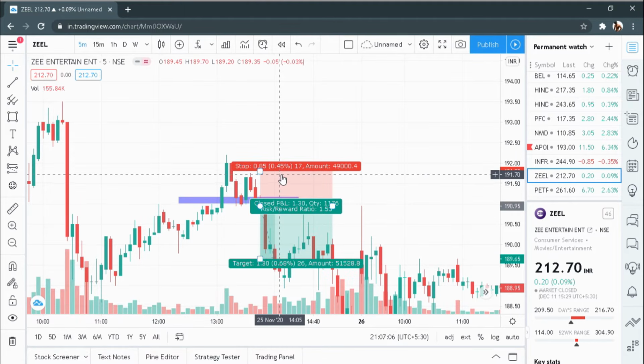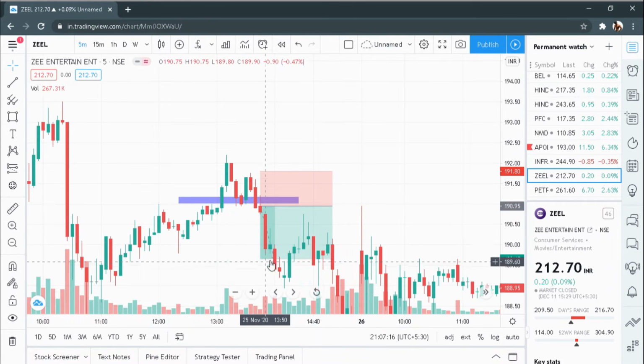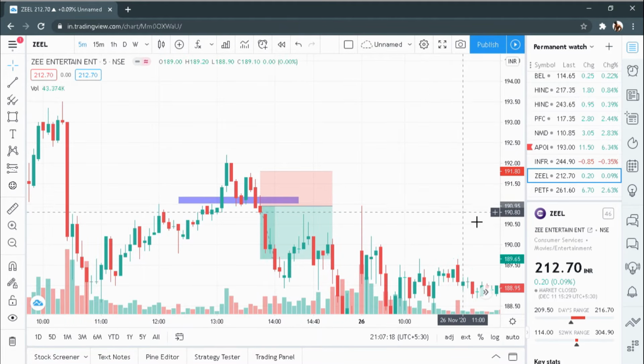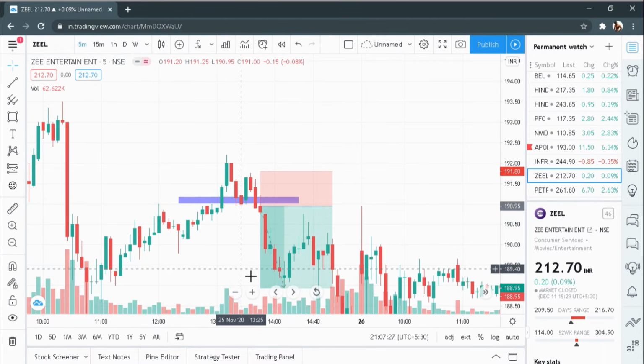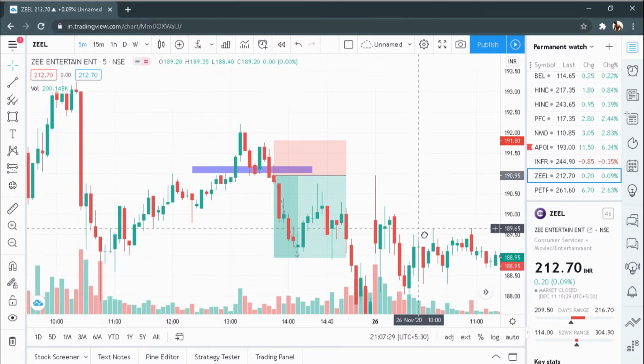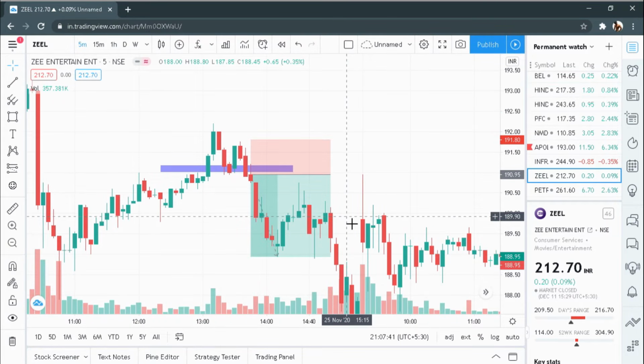So measuring the top over here, the top starts at 190.75 and ends at 190.95. So that comes to approximately 2 rupees. So we will subtract 2 from 190.95, which comes to 188.95. So that is our target, and look how perfectly the target was hit by the trade. So this was the double top pattern, the entry, exit and the stop loss of the pattern.